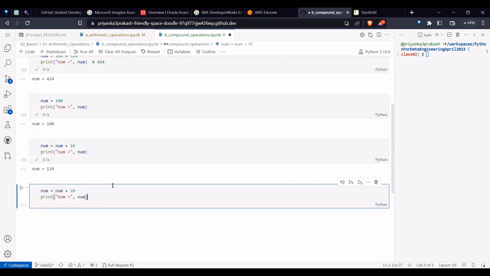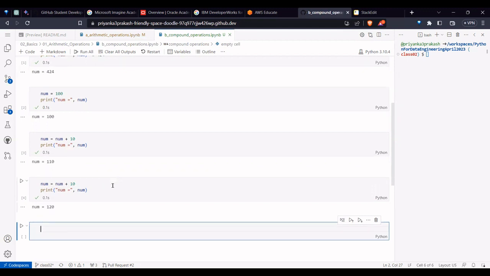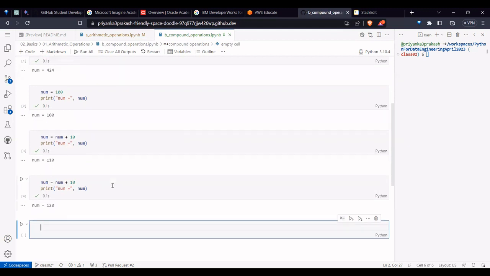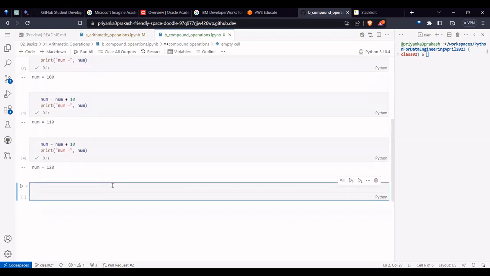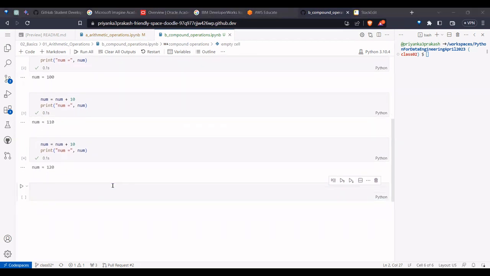And if I do the same thing again, what will happen? Will it be 110 again? No. The existing value is 110, plus 10, it would be 120. In this kind of scenario, we can use this operation.